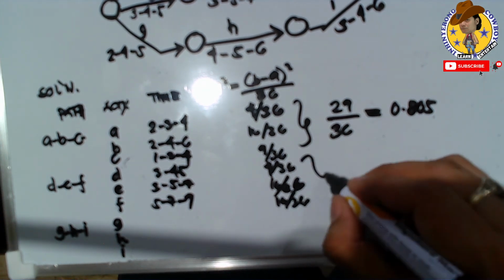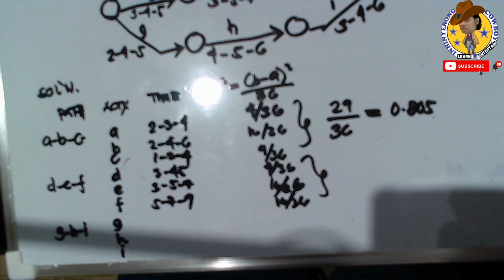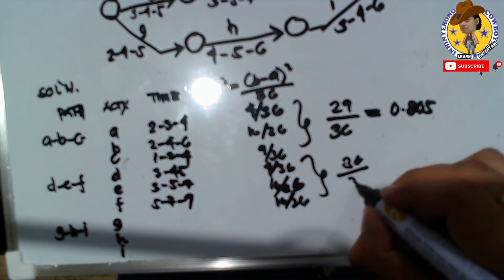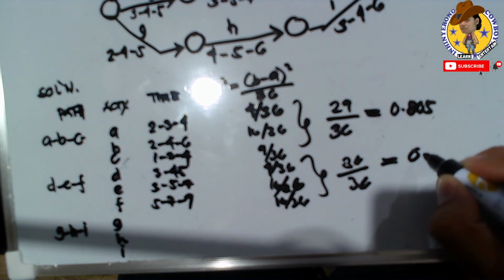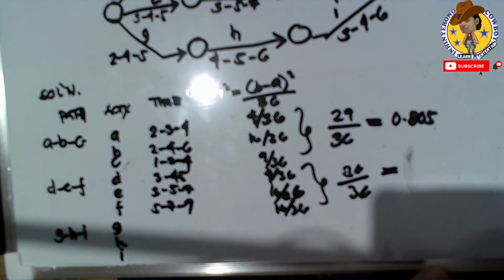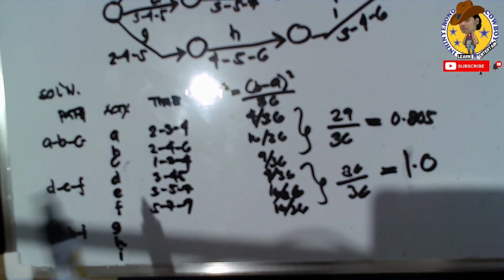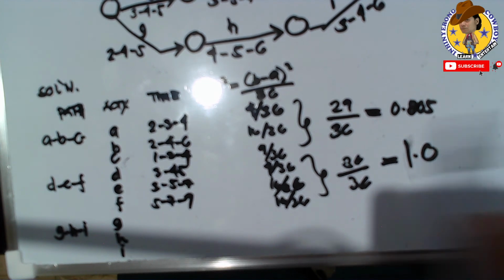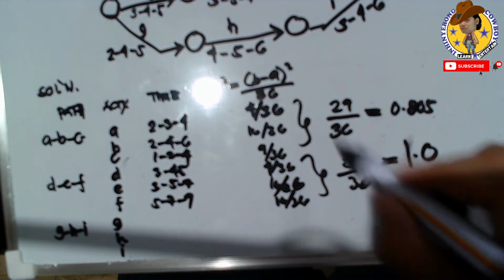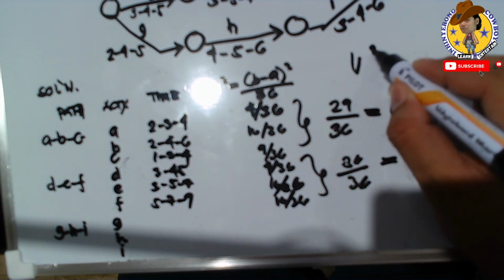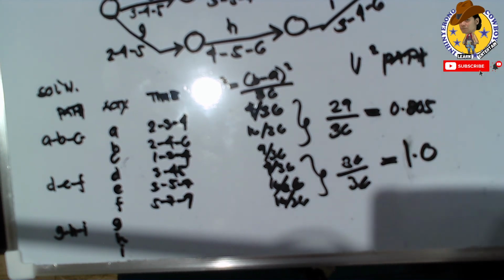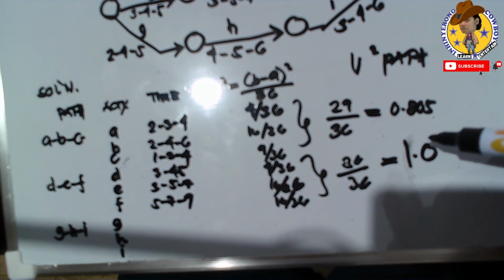So the total for this one is 36 over 36, or, sorry, that's 1.0. So that is the variance of the critical path. Remember, guys, the critical path is path DEF. So this is the critical path, and this is the variance of the path. Let's continue to end this example.